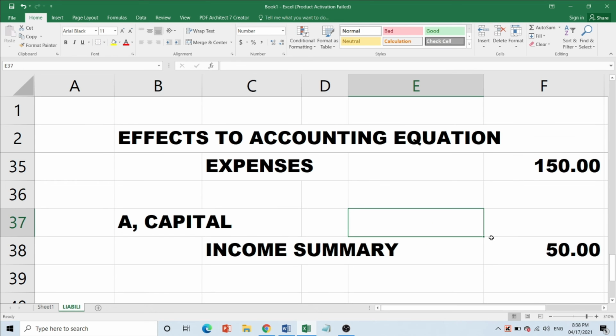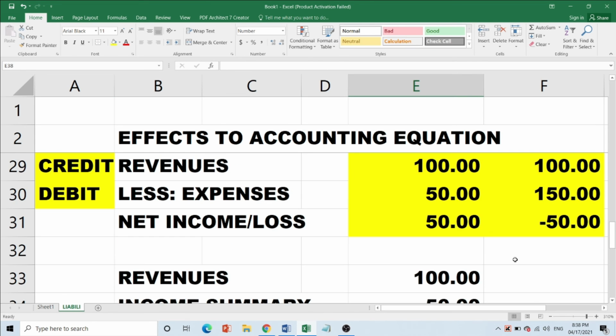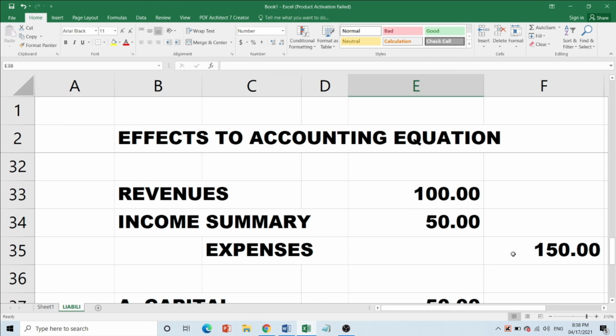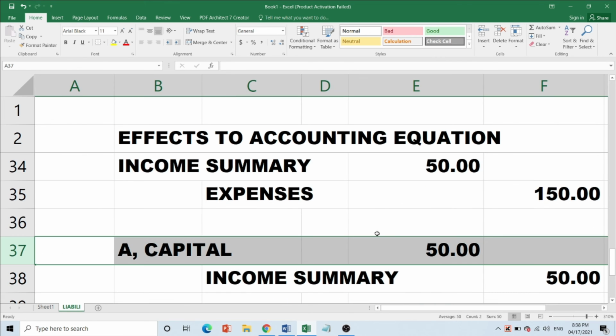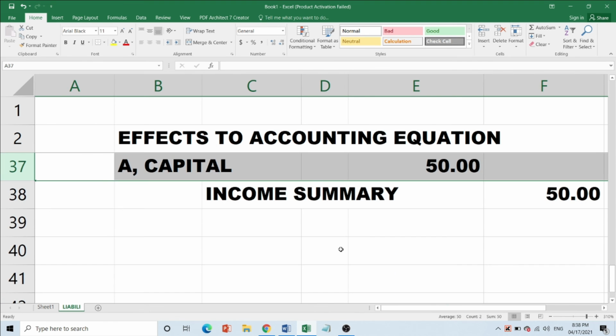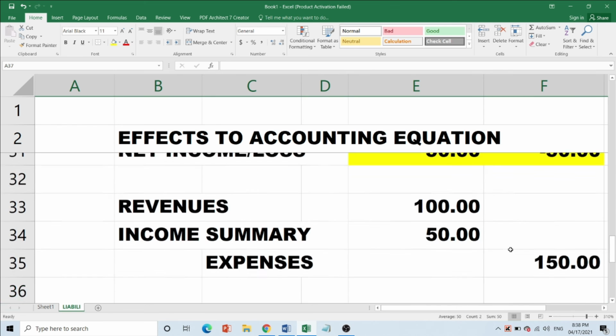So that must be a capital. Loss di po ba siya? Loss. Tingnan mo. Ayan, loss siya. So, since loss siya, si A capital ay nandito sa debit. And since ang normal balance ni capital ay credit at nandito siya sa debit side, meaning decrease in capital ang effect ng loss. So, yun. Okay, so decrease in capital.